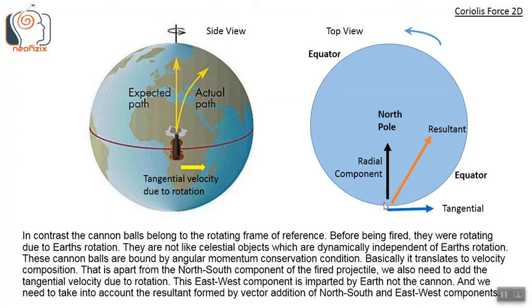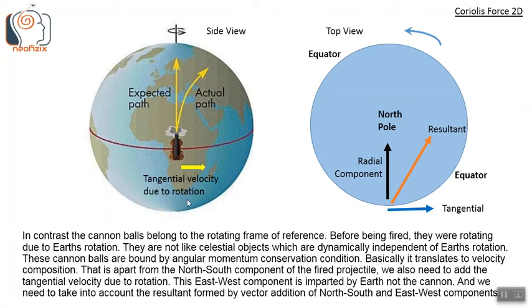But if the cannon was kept outside the rotating Earth in an inertial or a stationary non-rotating frame, then it will not experience this east-west component. It will just have the radial component that was given by the cannon. And also it will not conserve angular momentum, since it's not part of this rotating frame. But the cannonballs fired from Earth have to conserve their angular momentum, and they also have to add this extra velocity term due to rotation of the Earth.